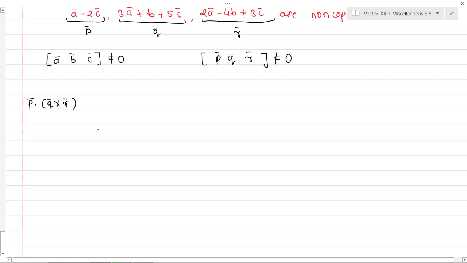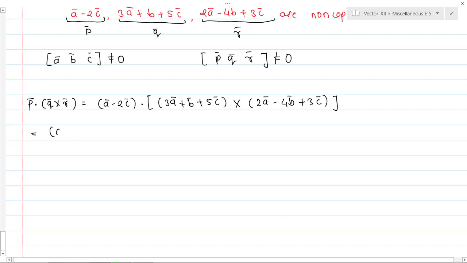I highly recommend that you solve this question on your own, because this is the same question we have just seen, question number 21. Now let's substitute the values here. A bar minus 2C bar dot 3A bar plus B bar plus 5C bar cross 2A bar minus 4B bar plus 3C bar, and the bracket closes.